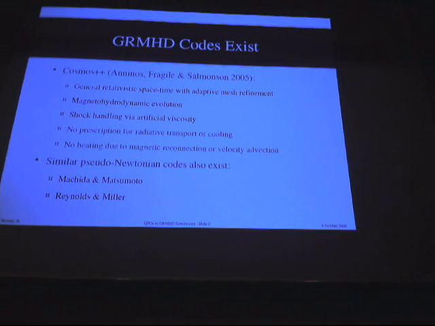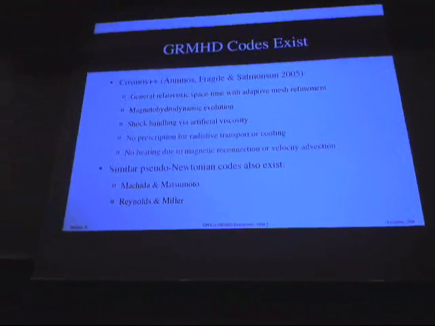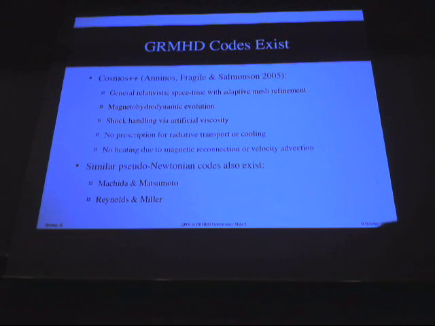We know that we have these general relativistic magnetohydrodynamic codes that exist. Namely, the one that Chris has been working on is Cosmos++. It's fully general relativistic. Obviously, we're evolving the magnetohydrodynamic equations. Two things that I'd really like to point out, specifically for these simulations: we have no prescription for radiative cooling, and also we don't capture heat properly when it comes to magnetic reconnection or advected velocity fields. So that's going to be important to keep in mind a little bit later.